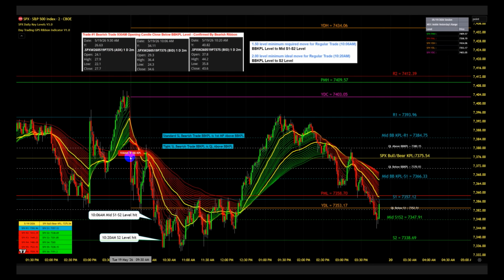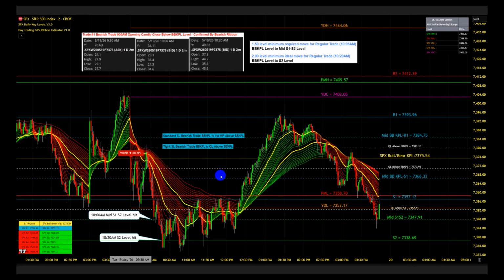As you can see here, this trade went all the way down to S1 before retracing back up after hitting the YDL level, and it retraced back up and did actually hit the tight stop loss. So if you were using the tight stop loss on this trade, then you would have gotten stopped out. However, you did have an opportunity to exit the trade here, either at the PML level or the S1 level.